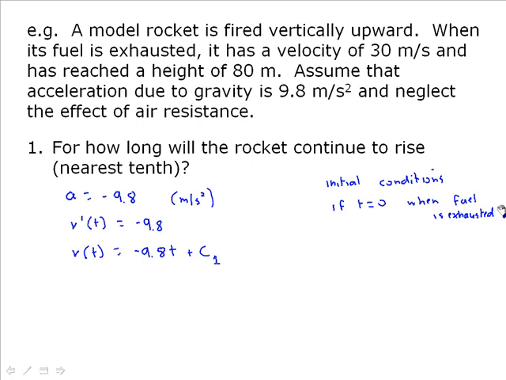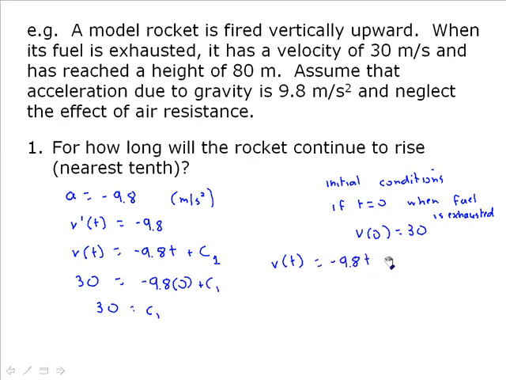So given that, if t is equal to 0 when the fuel is exhausted, then it means that its velocity at that exact instant is 30 meters per second. And those are our initial conditions. So we plug in 30 for the v, we plug in 0 for the t, and as a result, c1 is just going to be equal to 30. So this tells me that v of t, the function itself, is negative 9.8 t plus 30.